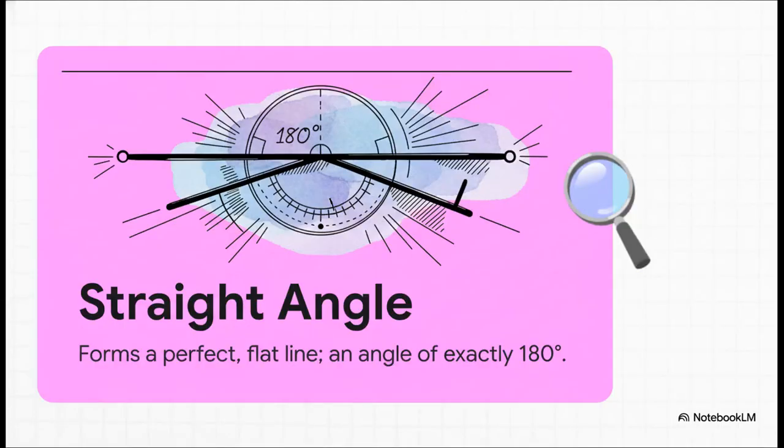So what happens when it does open up all the way? When its two sides are pointing in exactly opposite directions? Well, that's a straight angle. It's a perfectly flat line, and it measures exactly 180 degrees. Makes sense, right? It's exactly half of a full 360-degree circle.